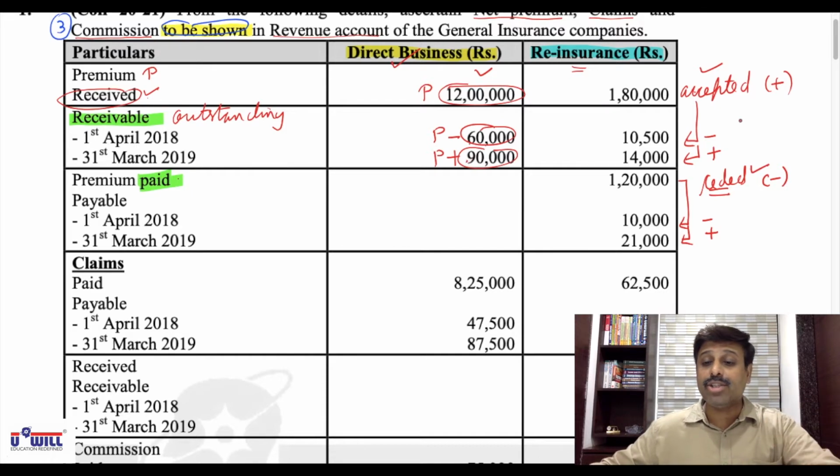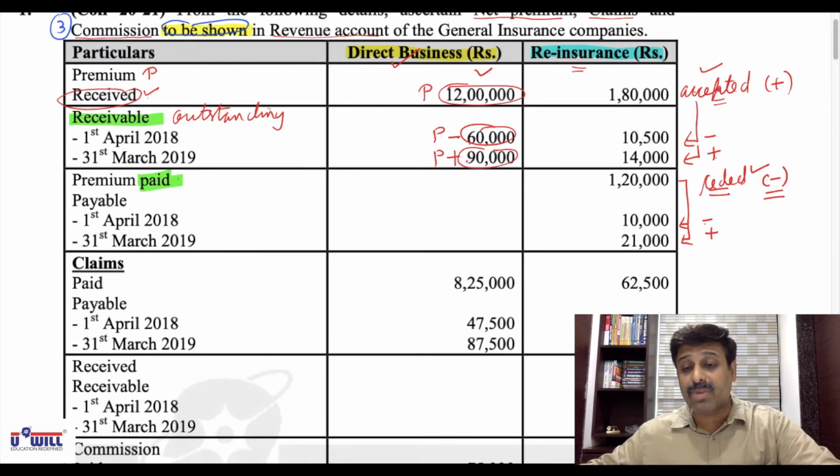How will you find reinsurance premium accepted to be added finally? 1,80,000 minus 10,500 plus 14,000. Same way, how will you find out reinsurance premium to be ceded to be subtracted finally? 1,20,000 minus 10,000 plus 21,000. So three parts of insurance premium are there: direct business, reinsurance premium accepted, and reinsurance premium ceded.